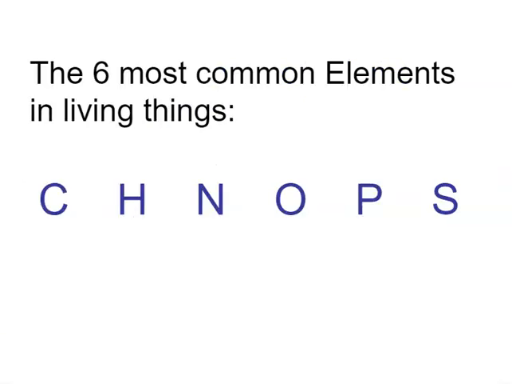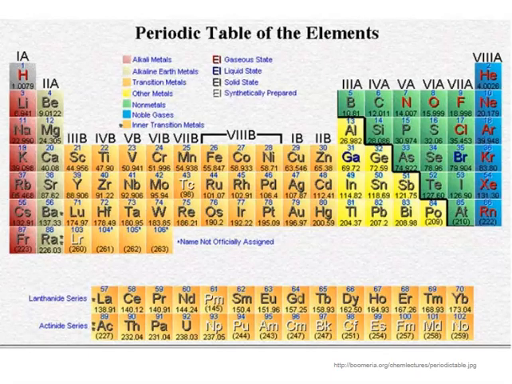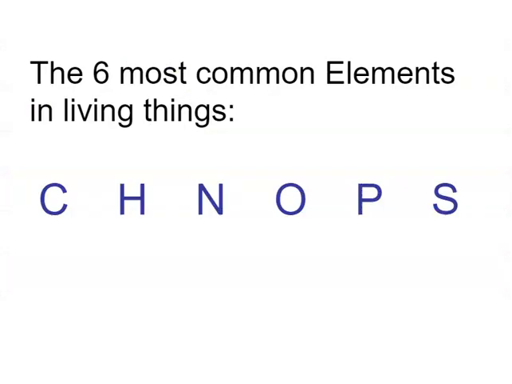This is the 6 most common elements found in living things. Those are shown on the periodic table of elements. You've probably all seen that before. Each of the letters on this periodic table is one specific type. So C stands for carbon, Cl stands for chlorine, Ca stands for calcium, K stands for potassium. So they're represented by those letters. And the 6 most common elements are carbon, hydrogen, nitrogen, oxygen, phosphorus, and sulfur. Put them all together, it spells CHNOPS, so that's the easiest way to remember that.